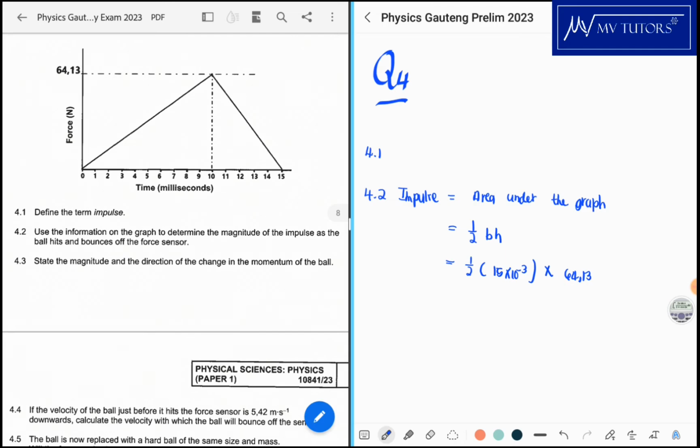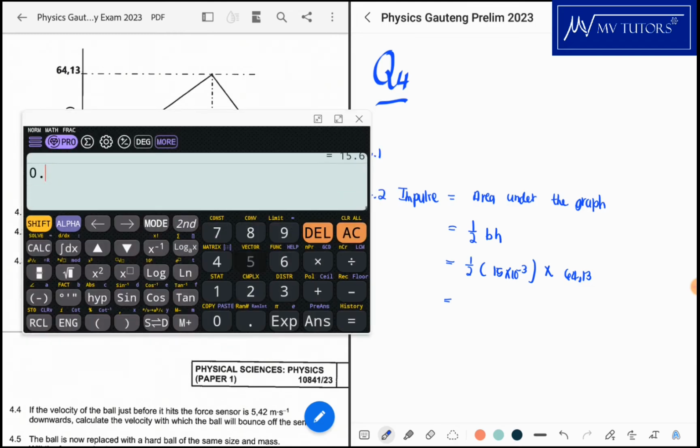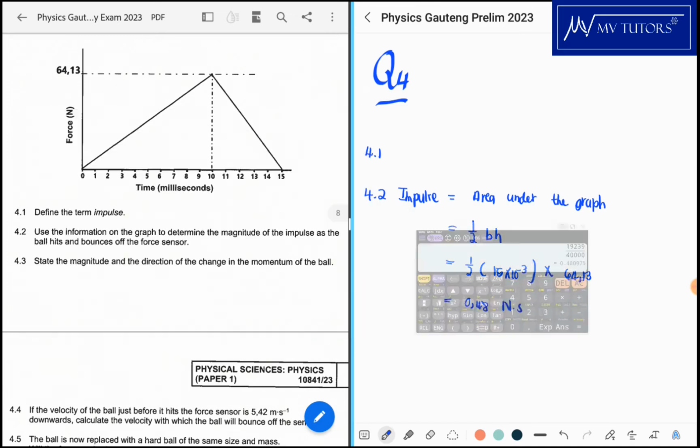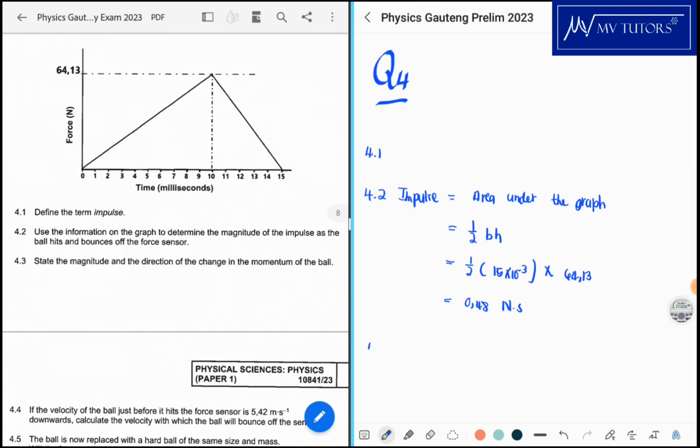Newton. So we're just going to put that into the calculator: 0,5 times 15 times 10 to the negative 3, multiplied by 64,13. And that gives us an answer of 0,48. And what is the unit? Remember, it's Newton seconds. Don't say second units. Seconds Newton, sorry, it's Newton seconds. Okay, and then 4,3.